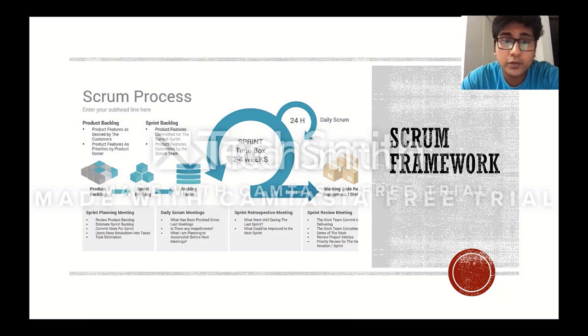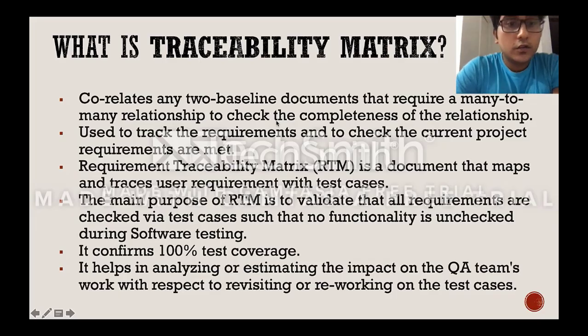After that, we move on to the sprint retrospective meeting, in which certain questions are asked and answered. So the question asked is what went well during the last sprint, or what could be an improvement in the next sprint. And at last, it's the sprint review meeting, in which the demo of the work is given, the review of the total project is taken care of, and the work team commit to their target of delivering the project on time. So, moving on to traceability matrix.